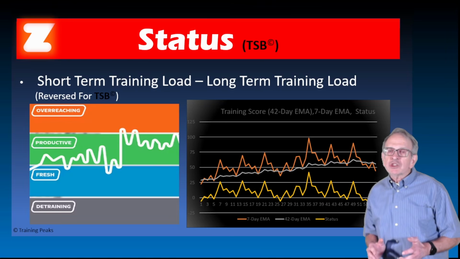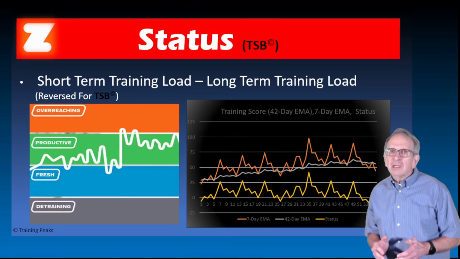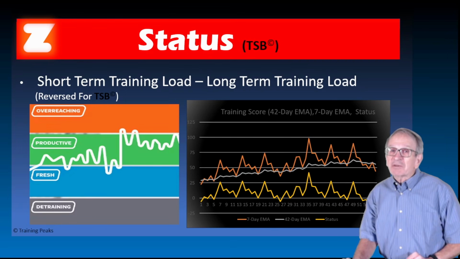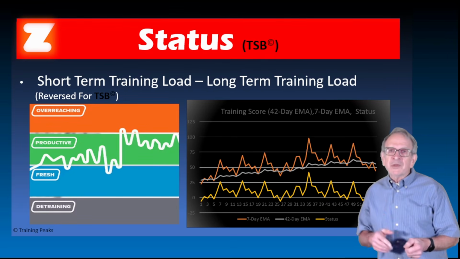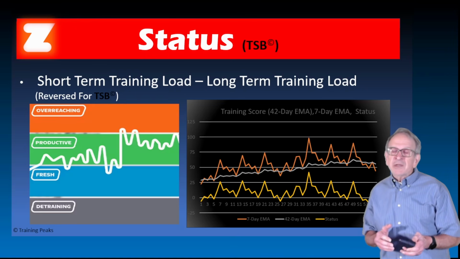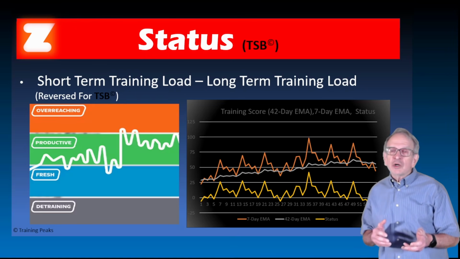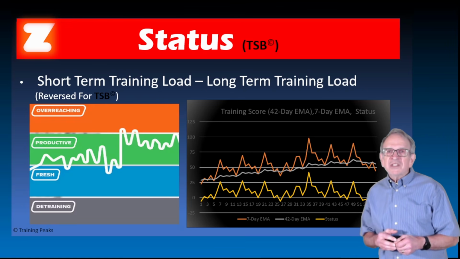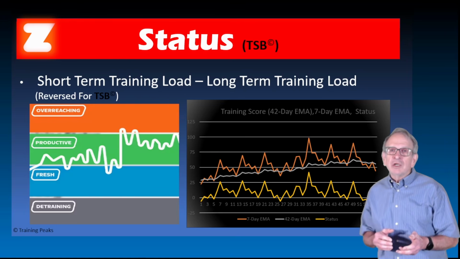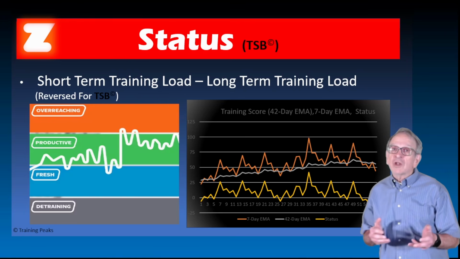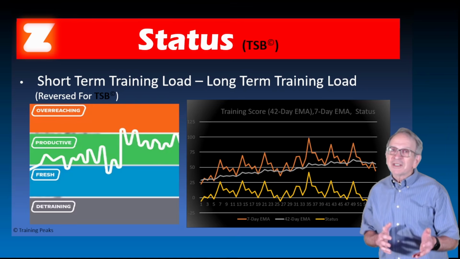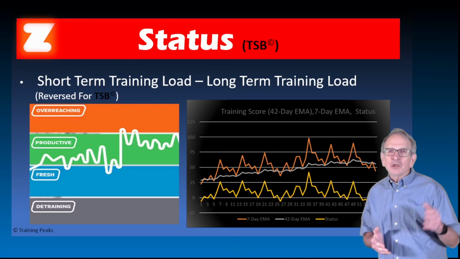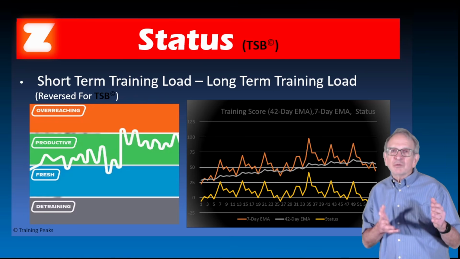Status is the difference between the short-term training load, or acute training load, and your long-term training load, or what Zwift calls your training score. So looking at the graph on the right, the top squiggly line represents the 7-day exponential moving average of the short-term training load. The next line, the smooth gray line, represents the 42-day exponential moving average of your stress points, or long-term training load, what Zwift calls training score. And then the line at the bottom is your status, the difference between the short-term training load and the long-term training load.